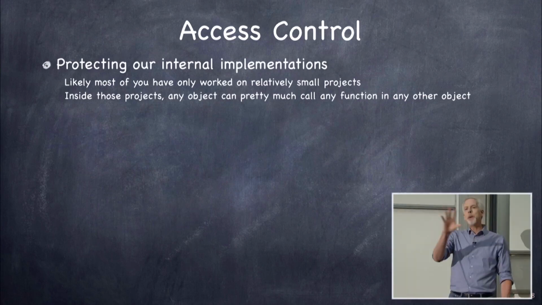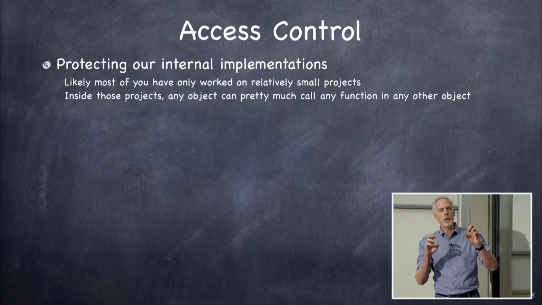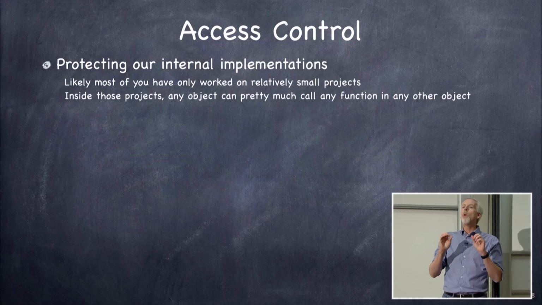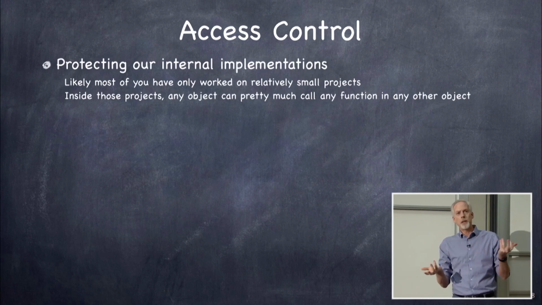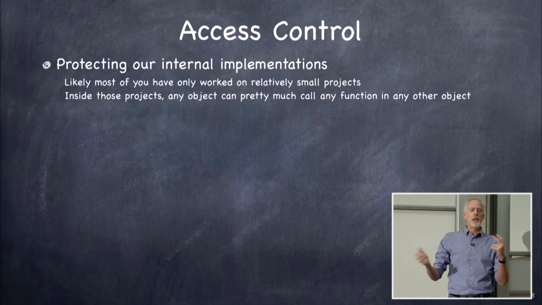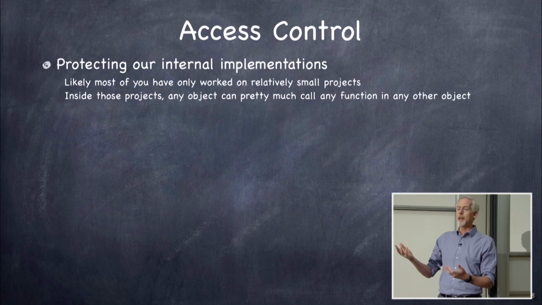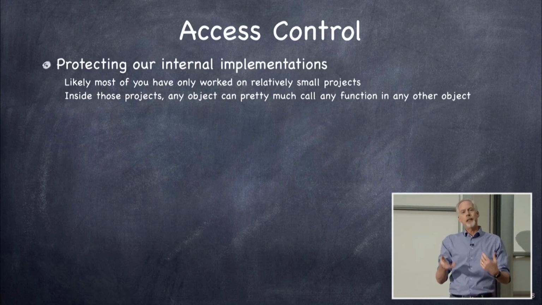How many people have worked on an object-oriented programming project of more than a dozen classes? Like 2 or 3 of you, 4 maybe. So not very many of you. Well, when you're working on a very small project like that, you can call any method in any class. You're probably the only programmer working on it, or maybe you're working on it with a buddy, so you can talk to each other.